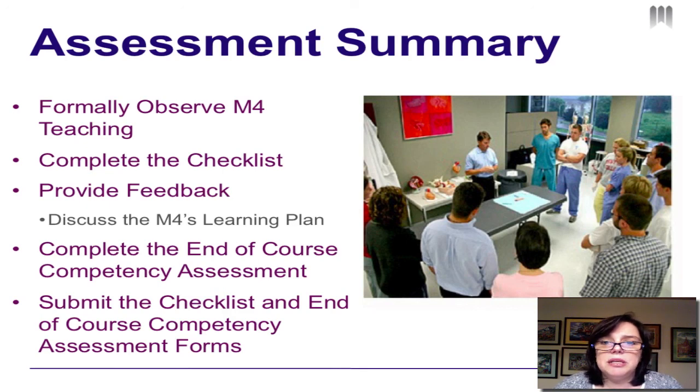For the assessment at the end of the class, between now and March or April when you're working with your M4s, formally observe them teaching. Meet with them. As you're observing them, complete the checklist. Meet to provide formative feedback, and have the M4 discuss their learning plan. Complete an end-of-the-course competency assessment, and submit both the checklist and the competency forms to the Department of Medical Education.